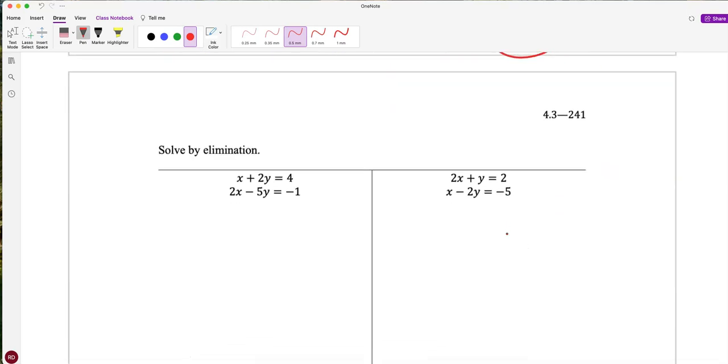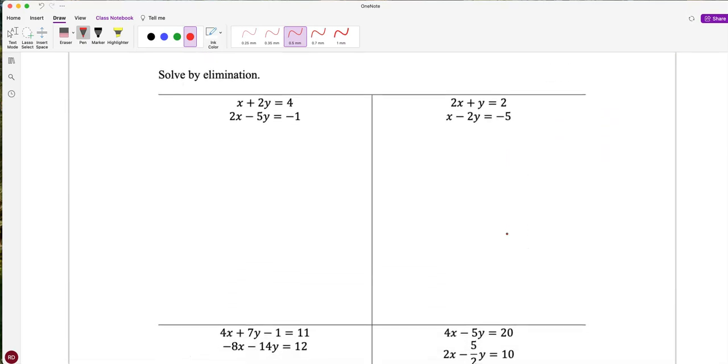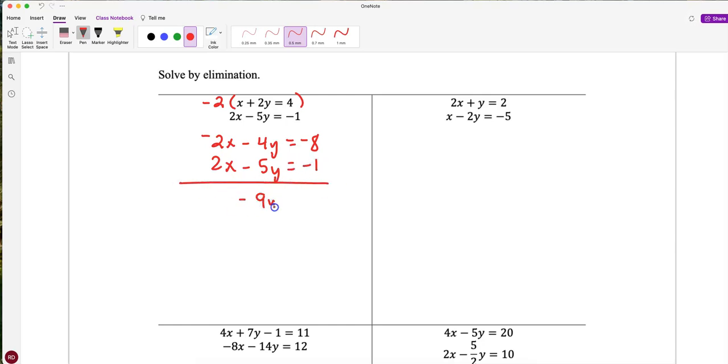Solving by elimination. So again, in the first one, the easiest thing to do would be to eliminate the x variable. So to eliminate the x, I'm going to multiply this equation by -2. So -2x minus 4y equals -8. 2x minus 5y equals -1. Add to get -9y equals -9, or y equals 1.